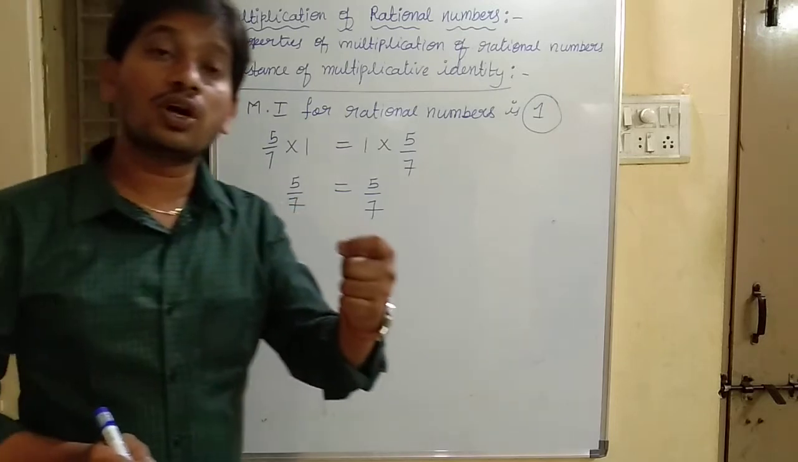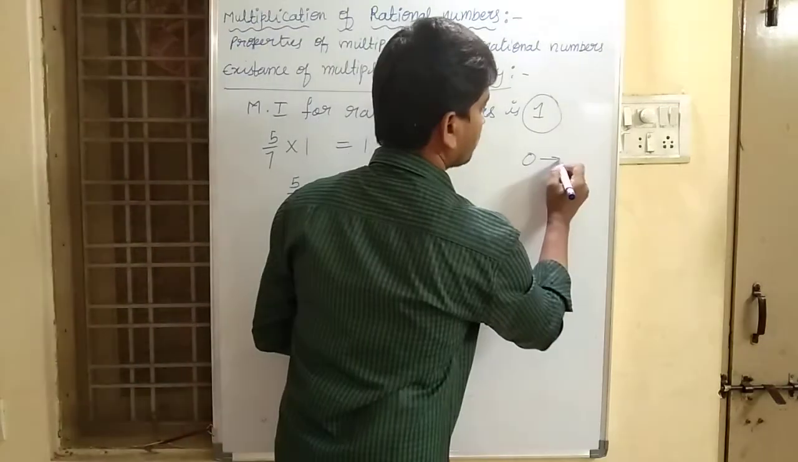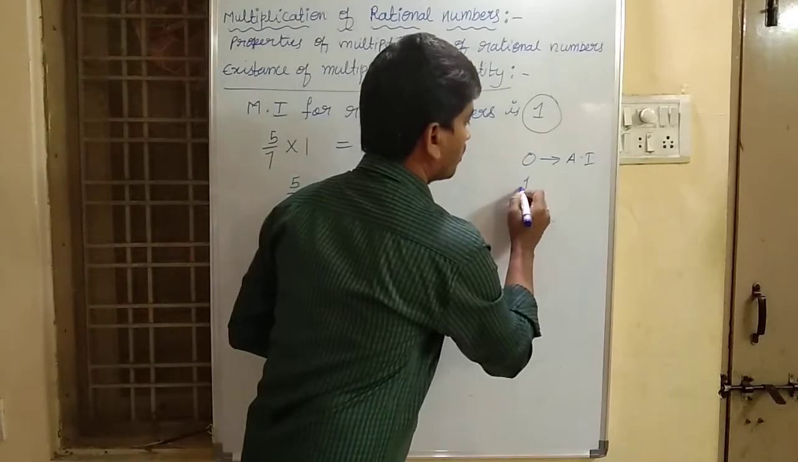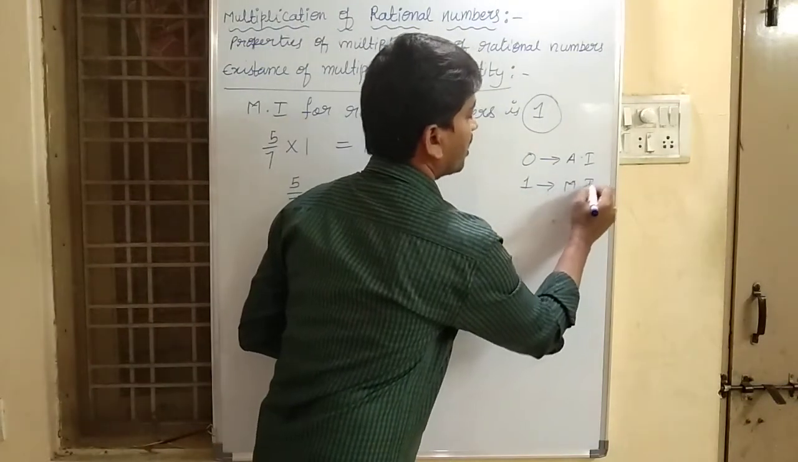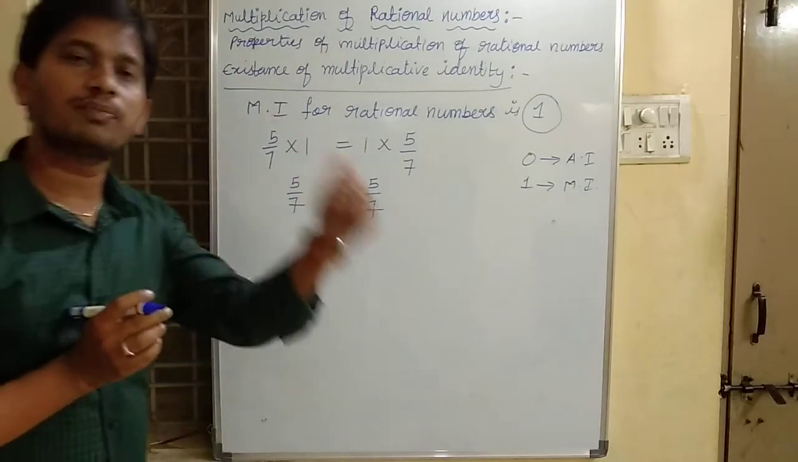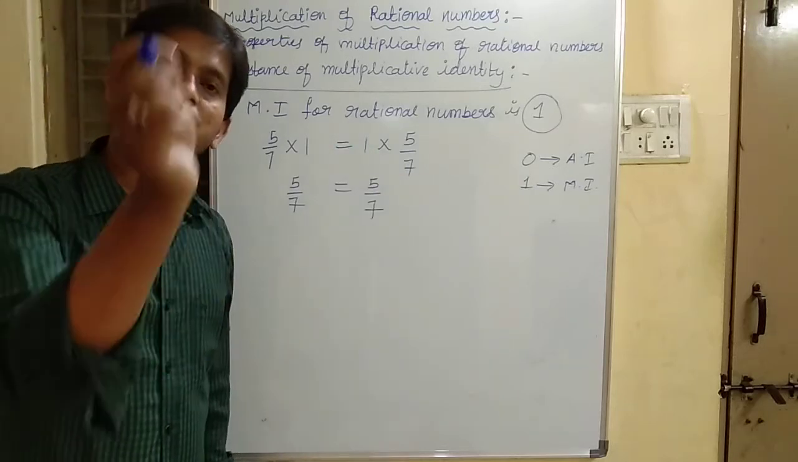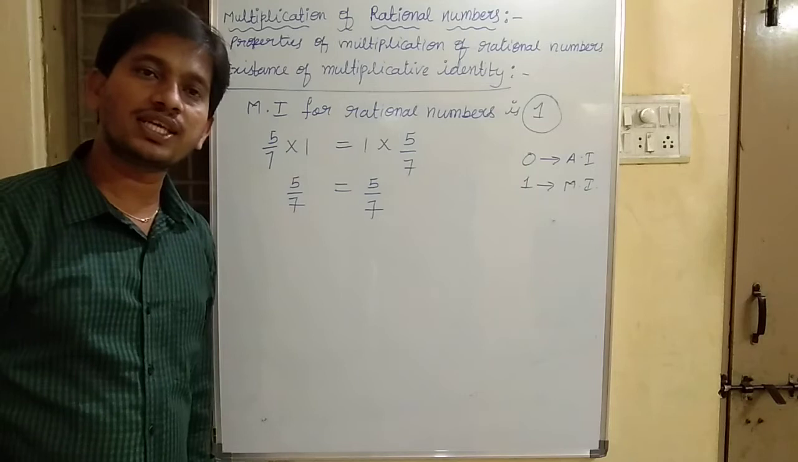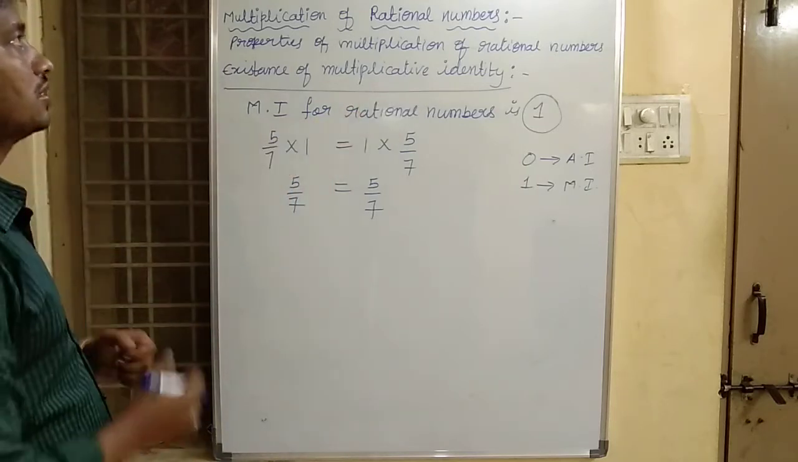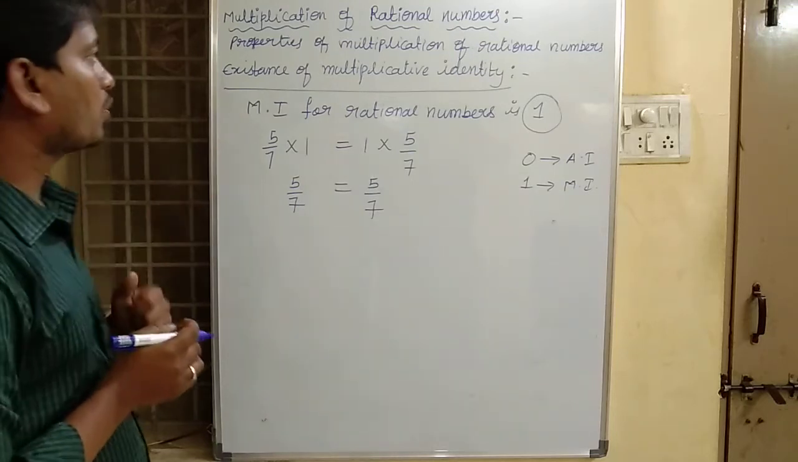So 0 is called additive identity for rational numbers. What about 1? 1 is called multiplicative identity for rational numbers. It means when we multiply any rational number into 1, or 1 with any rational number, the rational number remains the same. Then we say that 1 is called multiplicative identity for rational numbers. Which is a very important point.